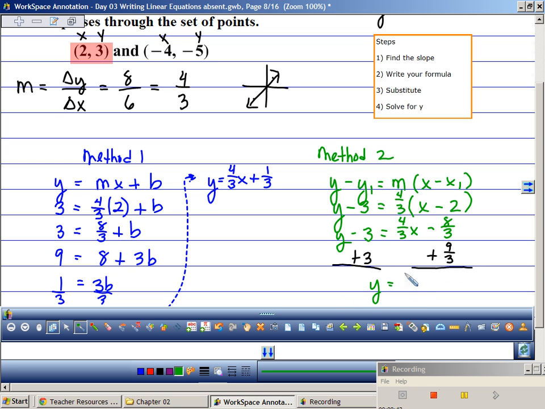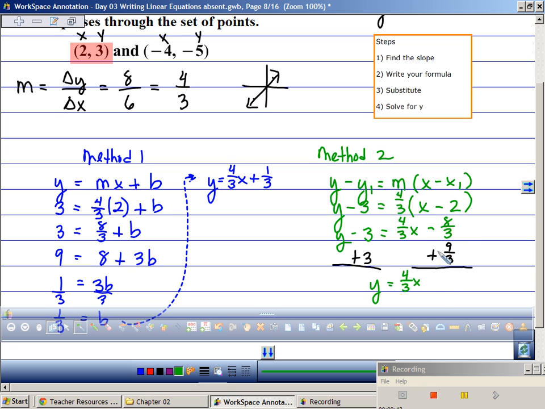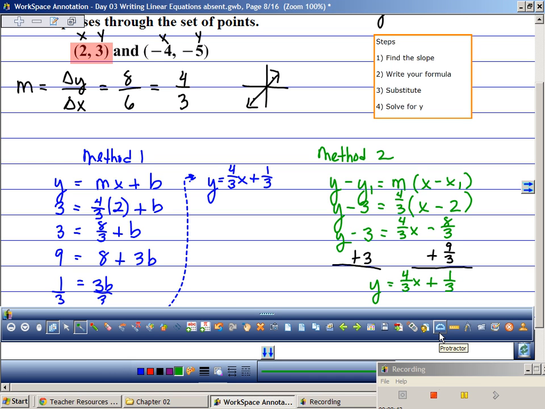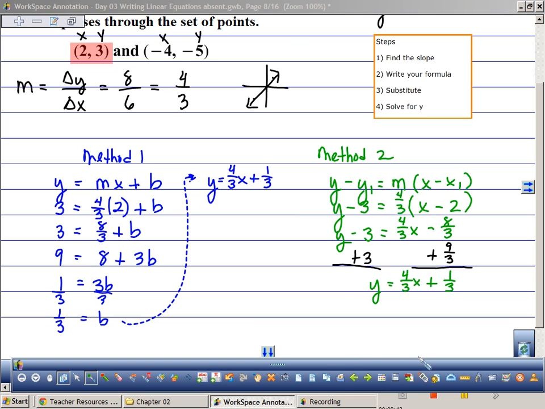So it'll be y equals 4/3 x. What's 8/3 plus 9/3? Negative 8/3, positive 9/3. 1/3. Which one's easier? First one. That's method 2. Actually, I said it before too. Well, the first one is probably what I would choose.